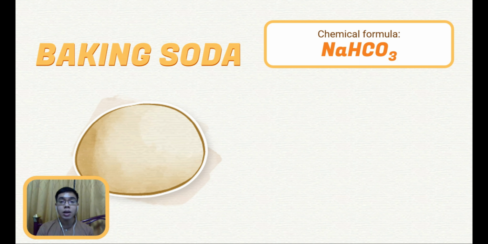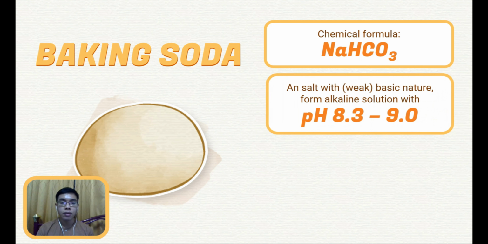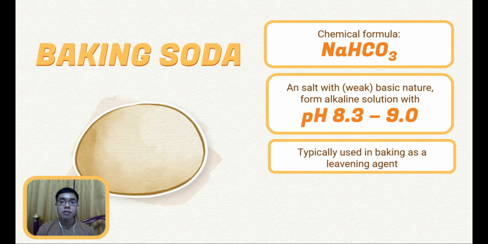Baking soda is actually a compound chemically known as sodium hydrogen carbonate, with the chemical formula NaHCO3. It is a salt with a weak basic nature. Therefore, when it is dissolved in water, it forms an alkaline solution with a pH of around 8.3 to 9. Typically, baking soda is used as a leavening agent for increasing the volume and lightening the texture of baked goods, such as cakes and cupcakes.